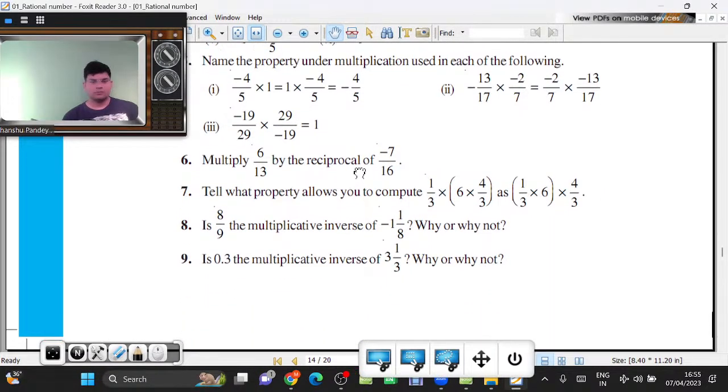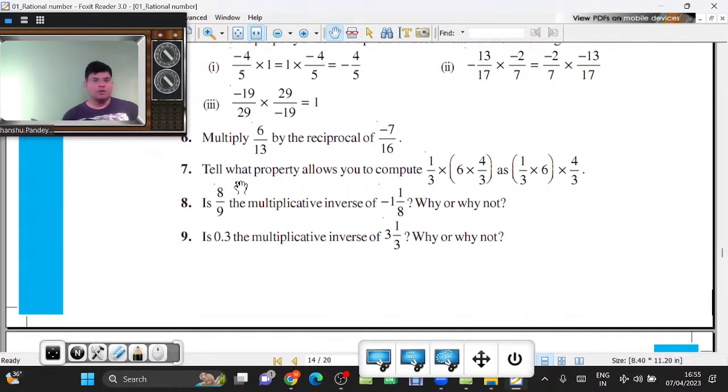Yes. Okay. Tell what property allows you to commute this. Tell me. Sir, associative property. Associative property, because 6 is being multiplied by 1 by 3 and then multiplied by 4. Wonderful. Okay. Is 8 by 9 the multiplicative inverse of minus 1 by 8? Why or why not? No, sir, it is not.